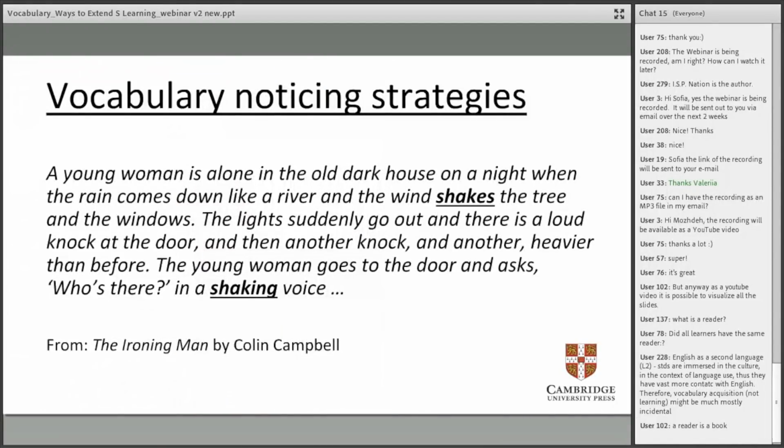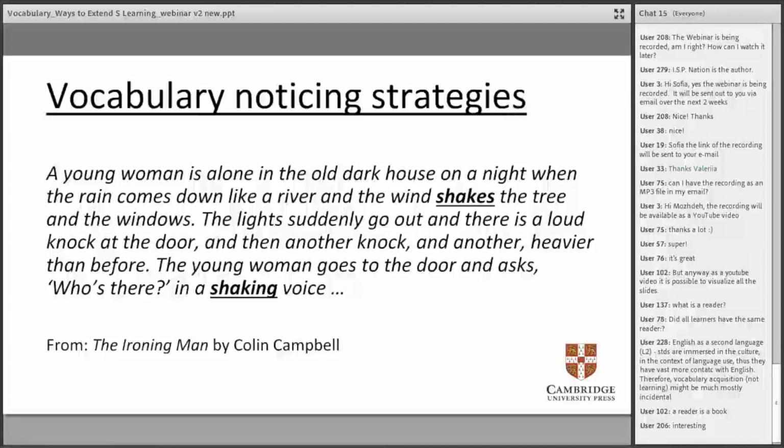Okay, so in the second chapter of The Ironing Man, I read the first chapter at home. That was a homework activity. Then I got them to read the second chapter in class. The reason for that is there was some particular vocabulary in the second chapter that I wanted to focus on, because that was useful in terms of teaching them strategies for noticing. So this paragraph here is an excerpt from The Ironing Man.